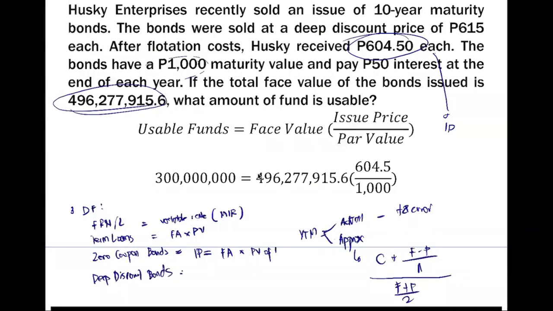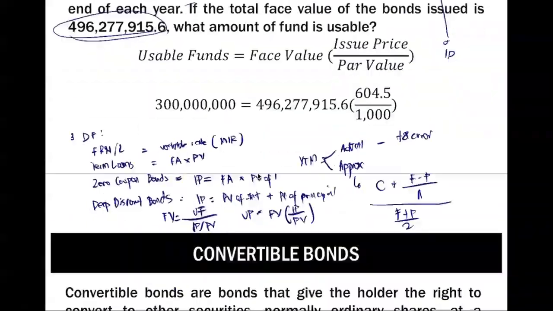Now we have your deep discount bonds. Under your deep discount bonds, generally, we need to get first your issue price. Issue price is equal to your PV of interest and PV of principal. Then we can now compute the amount of our face value. Face value or face amount is equal to your usable funds divided by your issue price, all over the par value of our loan or bond. If we get the usable funds, it is now face value multiplied by your issue price all over your par value. Do not forget these different formulas in knowing the amount of funds to be raised out of our debt financing.